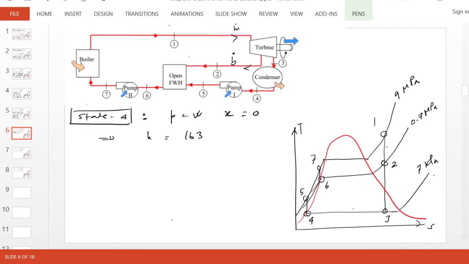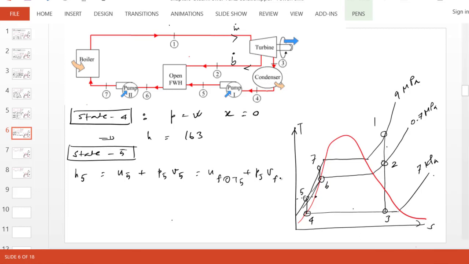Now a word about finding state 5. State 5 is subcooled liquid, or compressed liquid. If you recall, enthalpy at state 5 is u plus Pv at state 5, and we know the u and v don't depend on pressure, so that is the corresponding value, uf at T5, plus P5 vf at T5. That's the compressed liquid model, right?